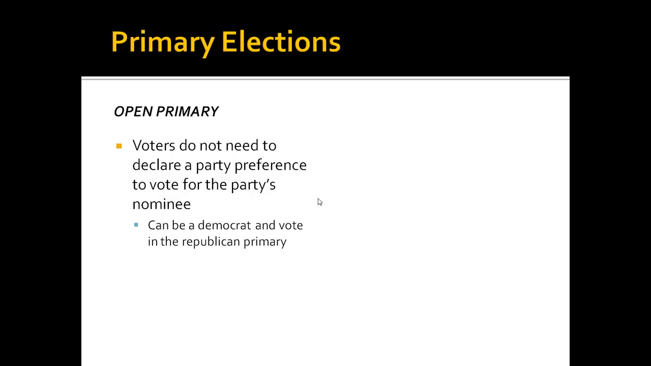So, open primary, you don't need to declare your party preference. In other words, you don't have to say which side you're a part of. You just simply go out and vote. There are very few states that use this type of primary because of the gamesmanship that goes on, the idea of rigging these elections, the idea of trying to play games where you know who's going to win for your side. You want to make sure that a weaker candidate comes out from the other side.